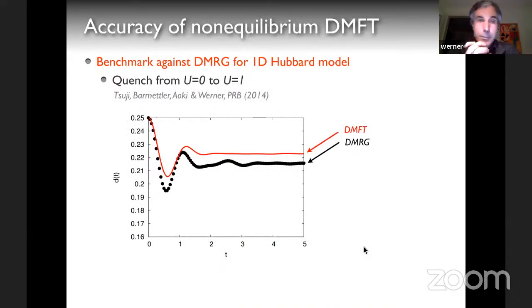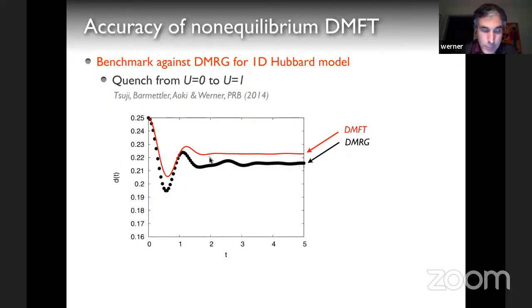Now, as with any new method, it is important to benchmark the accuracy of this method. And in the case of non-equilibrium evolution of lattice problems, there are not so many other techniques which we could benchmark against. One exception are one-dimensional systems, where the so-called density matrix renormalization group technique allows us to compute essentially exact results, at least up to a certain time. And so what we have done here, we have teamed up with a DMRG expert, Peter Bauernfeind, to compare DMFT against the DMRG for the one-dimensional Hubbard model. What is plotted here in this slide is the result of an interaction quench from 0 to 1. And what is plotted is again the double occupation as a function of time after the quench.